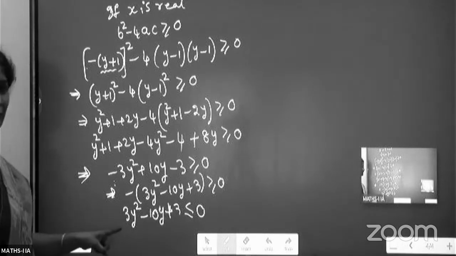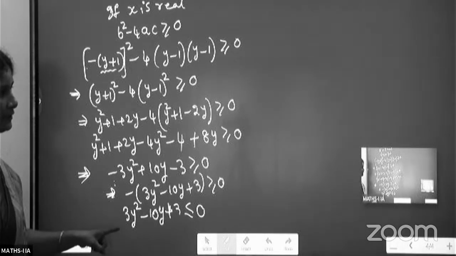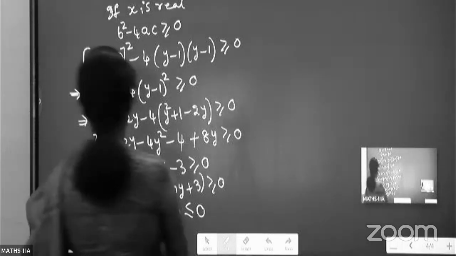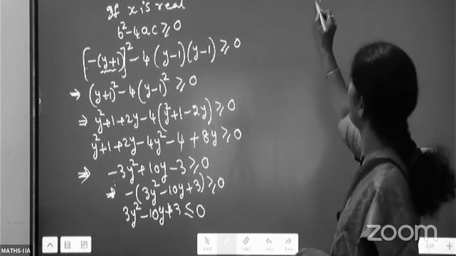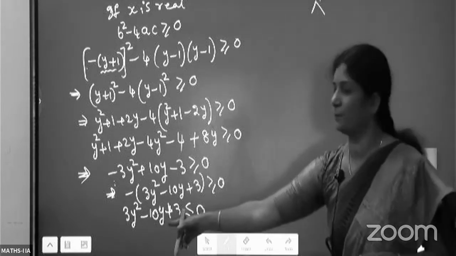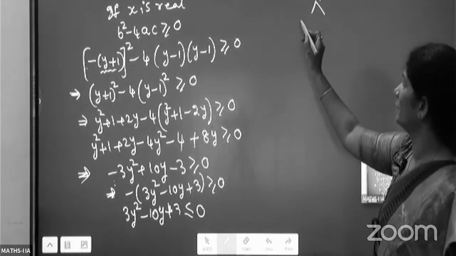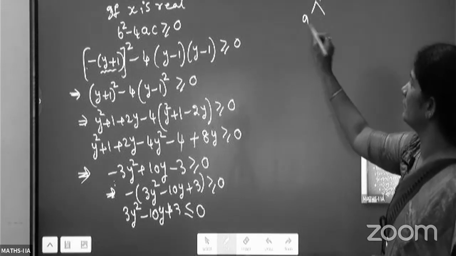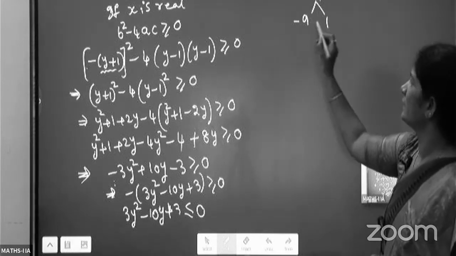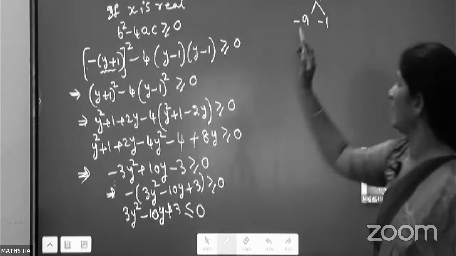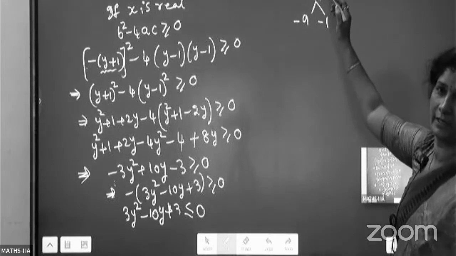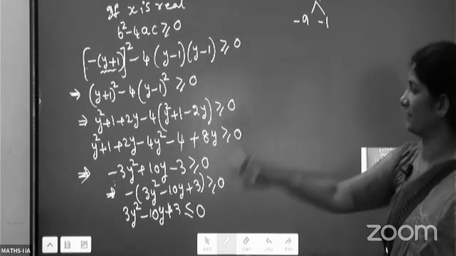We have to find out factors for that. How do we get the factors here? See here, 3 3s are 9. 9 factors are what? We want to get minus 10, right? So what can we write here? 9 1s are 9. Minus 9 minus 1. Minus 9 minus 1 is minus 10, and minus 9 into minus 1 is plus 9. So these are the factors for this equation.